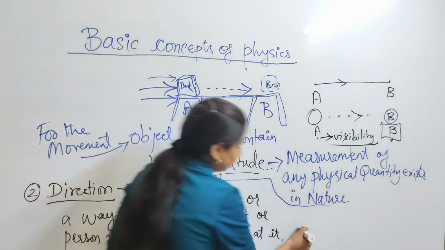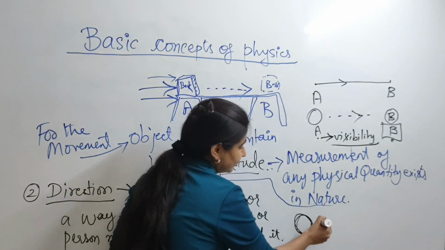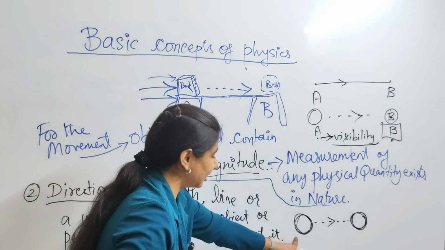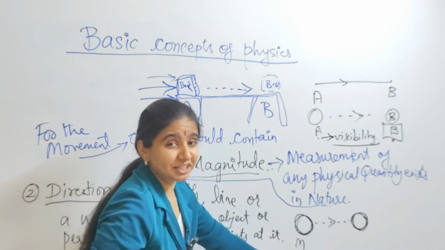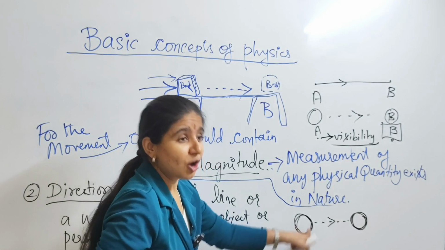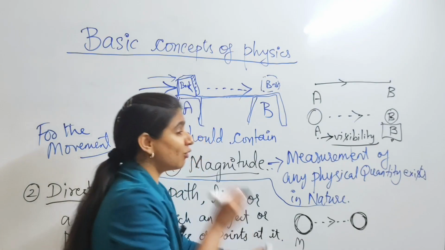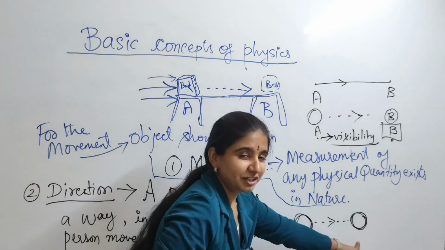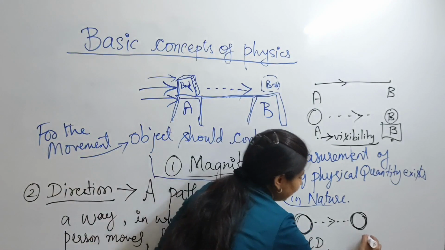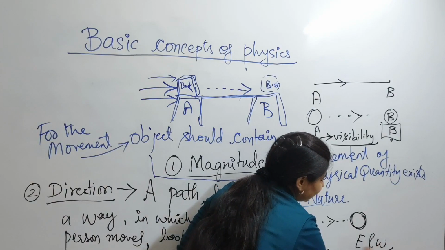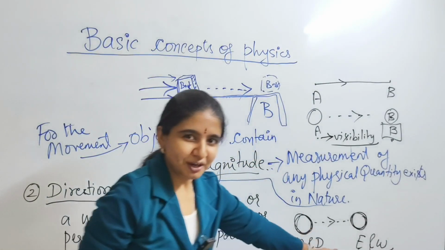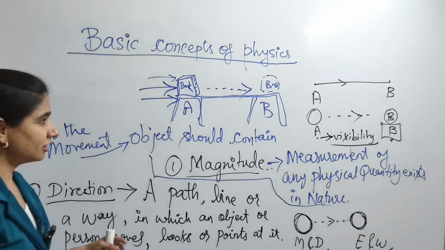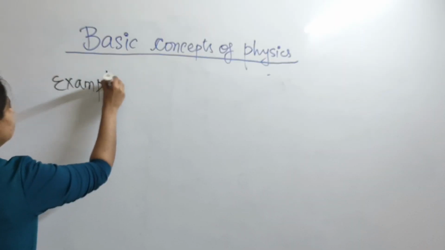So for an object to move from one place to the other place, it should contain both magnitude, how much physical quantity this object has, and also the direction in which it is moving. So we achieve energy production and work done. Understood? All of you, what is meant by magnitude and direction? This is the best example actually. You can understand this better.